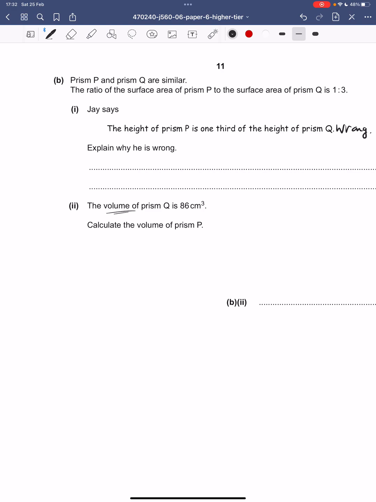Okay, so if you've got P to Q, we've got a length, which in this case is a height, but it could be a width, so I'll call it length for now. And then you've got area, and then you've got volume. Now, the area ratio is 1:3. When you go to the length, it's got to be a square root. So this 3 is actually 1 to the square root of 3.